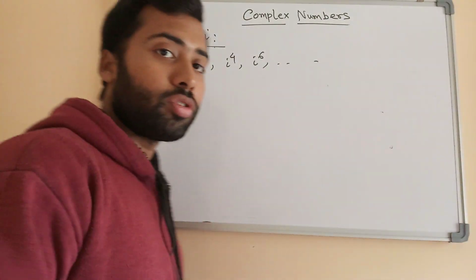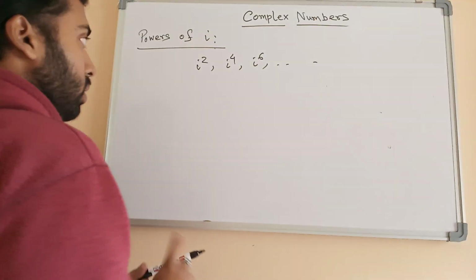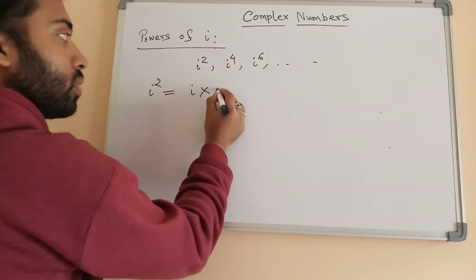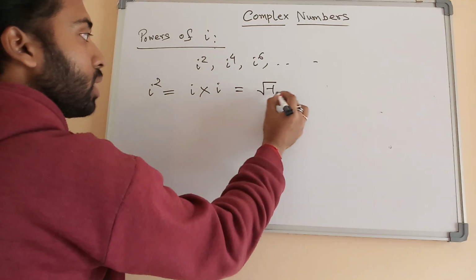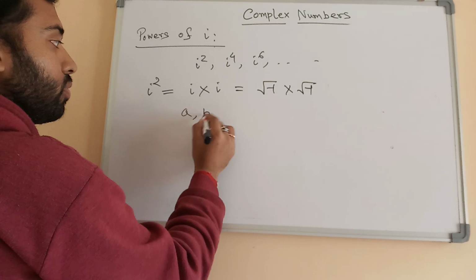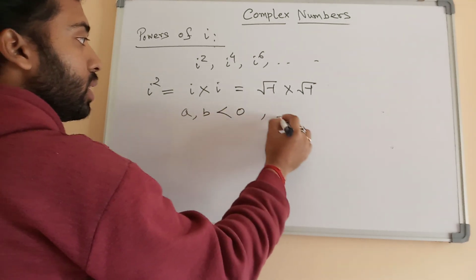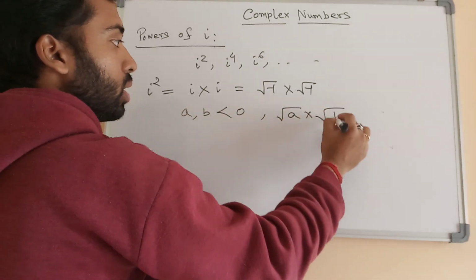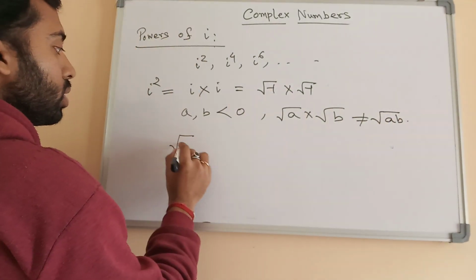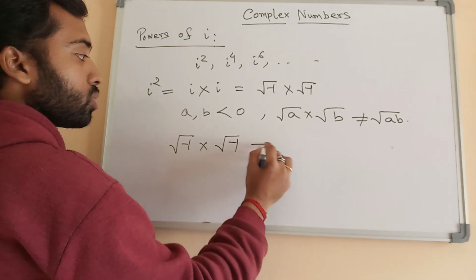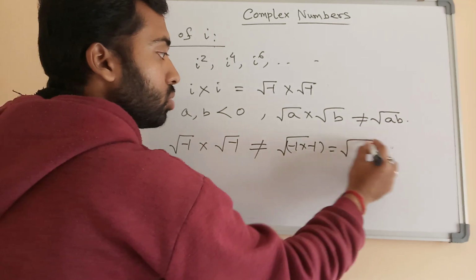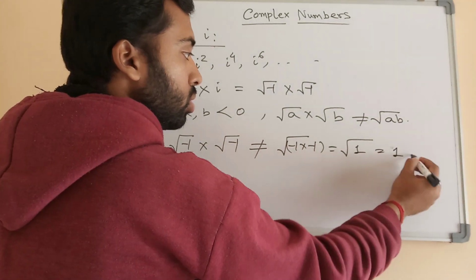So let's try to find the powers of i. First, i square. i square is i into i, that means root under minus 1 into root under minus 1. And as I told before, if a and b both are negative, then root under a into root under b is not equal to root ab. So root under minus 1 into root under minus 1 is not equal to root under minus 1 into minus 1, that is root under 1 equals 1.